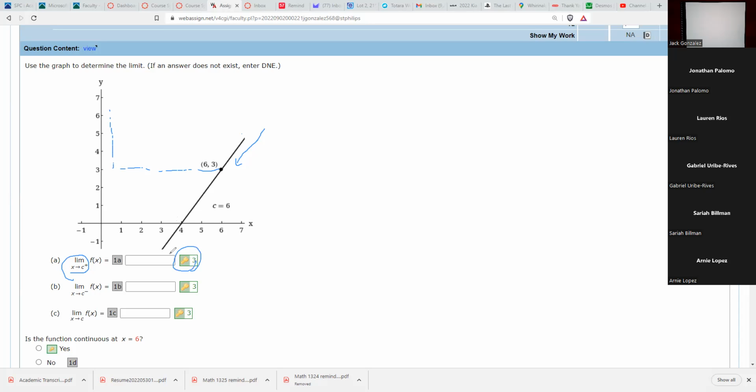From the left side, it turns out to be the same, approaching 3. And if both directions are the same, then you say, yes, the limit exists and it's equal to C. Sorry, equal to that y value. So that's stuff we talked about last time. It's good to rehash this really quick. You guys remember and understand that idea?